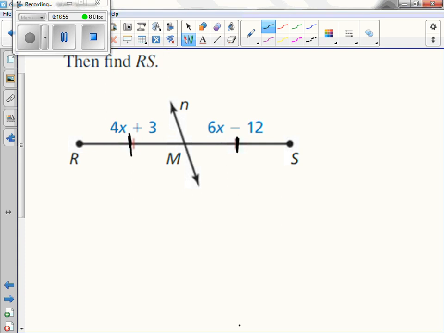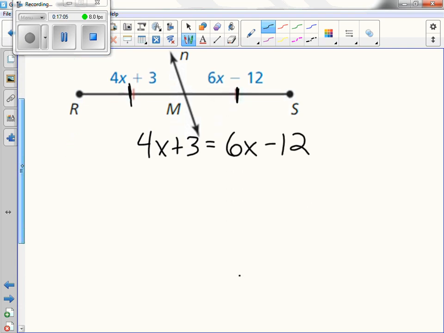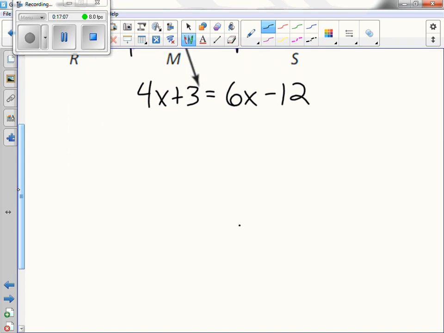So to find the length of the whole line, we're going to find the value of x and then plug it back in. And the first step in finding the value of x is that we can set them equal to each other, because they are congruent, they have the same measure. Now the first thing I'm going to do is get x by itself. So I'm going to subtract 4x from both sides so that I get x on the same side of the equal sign, all the variables on one side.